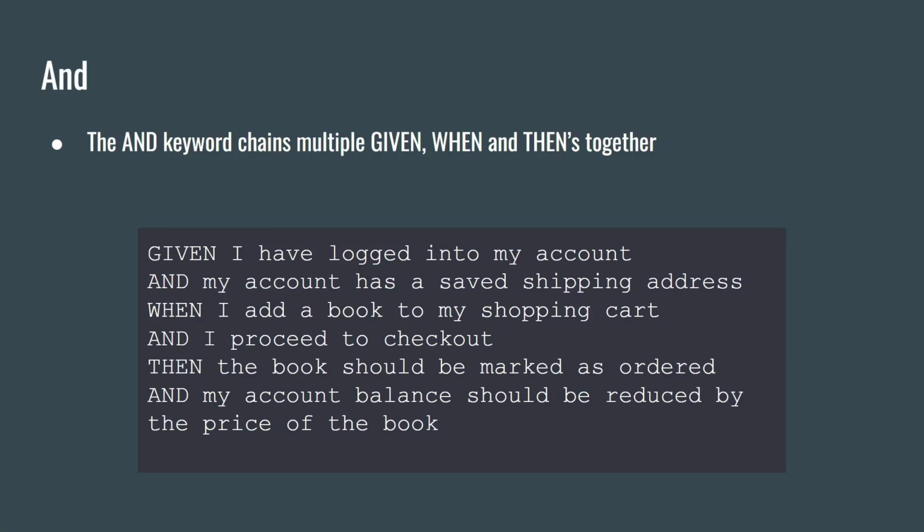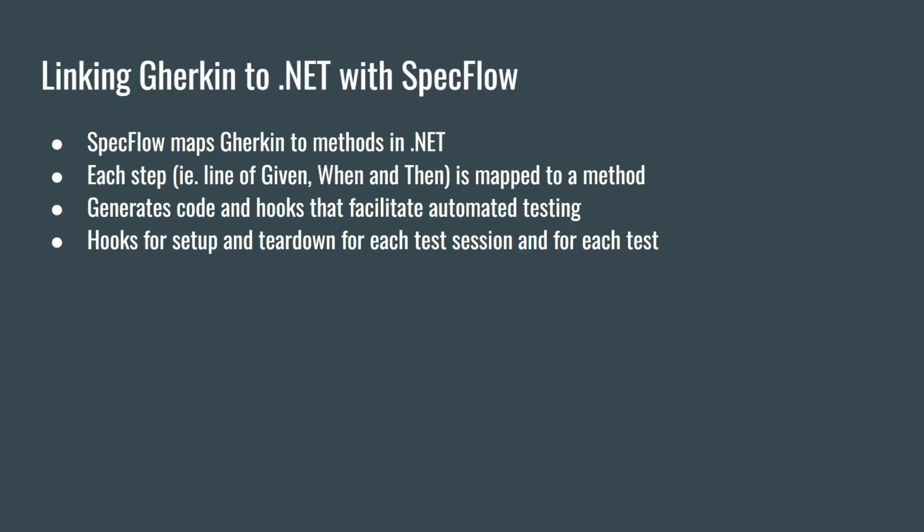So again, this will just be plain English that will have a few steps that are linked together with the and statement. The example here is: given I have logged into my account and my account has saved a shipping address, when I add a book to my shopping cart and I proceed to checkout, and so on and so forth. The and word can be used to chain together different steps. So Gherkin enables us to write in plain English how we want our application to perform under different circumstances.